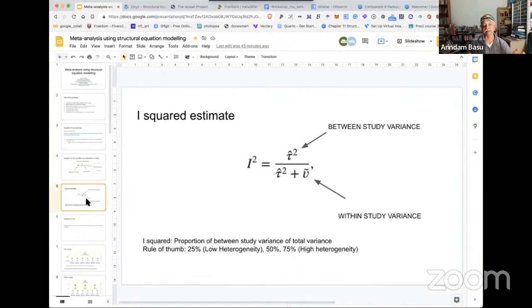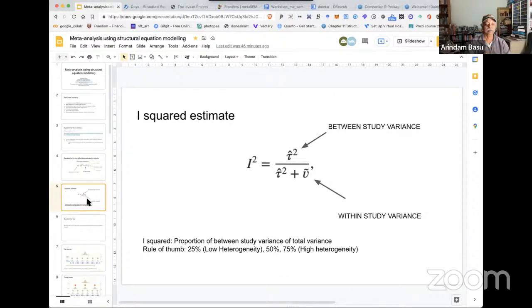Now, in health sciences, in medicine, to some extent, we have got a rule of thumb. We say that if I squared is something like 25% or lower, we say it's low heterogeneity or homogeneous, quote unquote; 50% moderate; 50 to 75% moderate to substantial. Beyond 75%, the studies are very heterogeneous. So if they're heterogeneous, we tend to do some kind of modeling. If they're homogeneous, we do another kind of modeling, right?